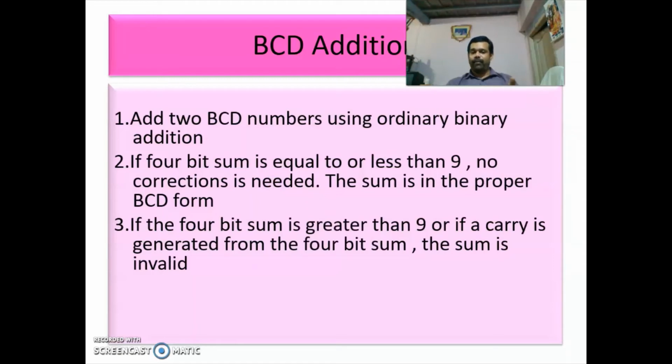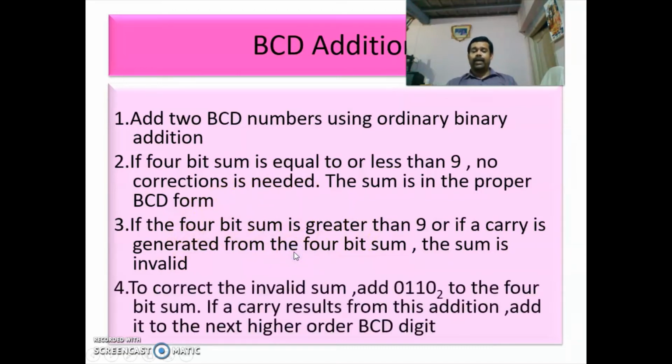If the 4-bit sum you get is greater than 9, or if you get a carry while adding, then the sum is invalid, and to correct the invalid sum, you have to add a 6 to the sum you have got. If a carry results while adding 6 to the sum, that carry has to be added to the next higher order BCD digit.